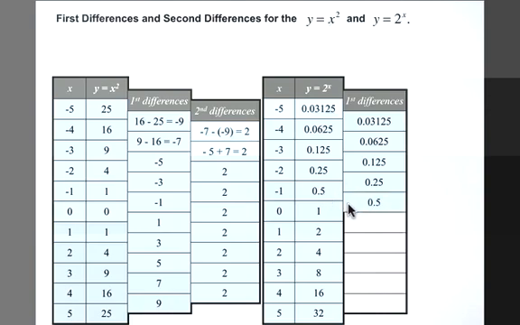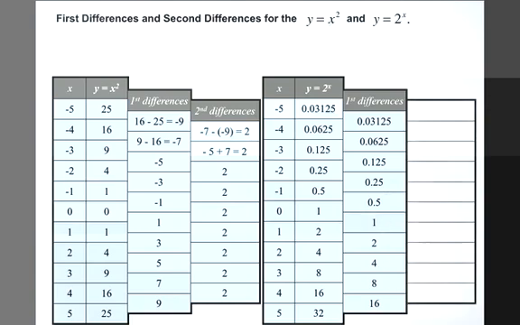Here, 0.5, because 1 minus 0.5 is 0.5. 2 minus 1 is 1. 4 minus 2 is 2. 8 minus 4 is 4. 16 minus 8 is 8. And 32 minus 16 is 16. Notice that these are slowly growing by a factor of 2.